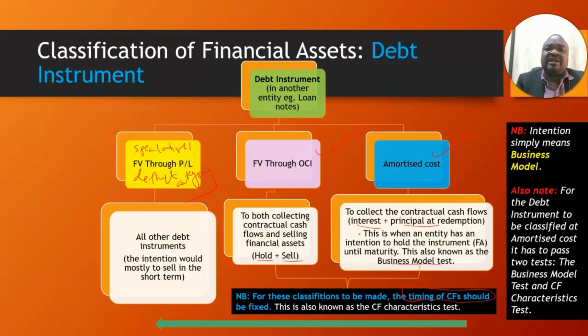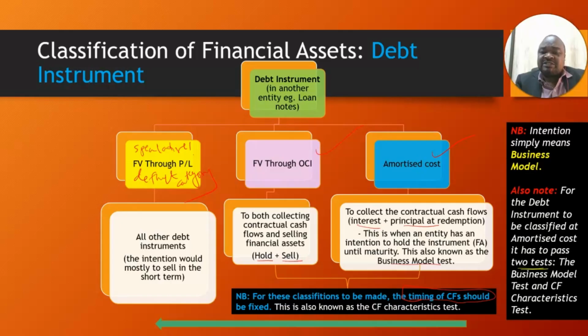Why? Because we have read here that for debt instruments to be classified at amortized cost, it has to pass two tests. That is the business model test. Are you going to keep the asset for a short period or for a longer period? If it is for a longer period, then you go to the next test, the cash flow characteristics test, where the timing of cash flows should be fixed. Then you come to the amortized cost, right? So the intention is to collect the contractual cash flows, that is the interest and principal at redemption.